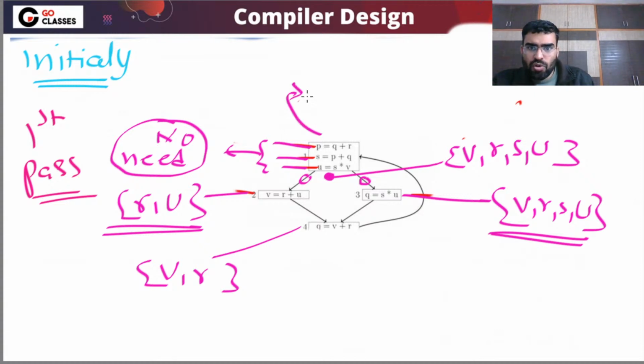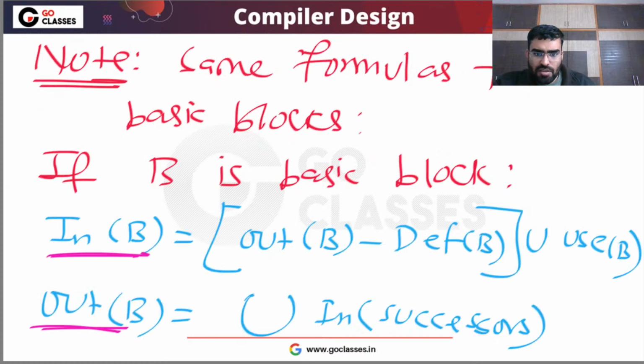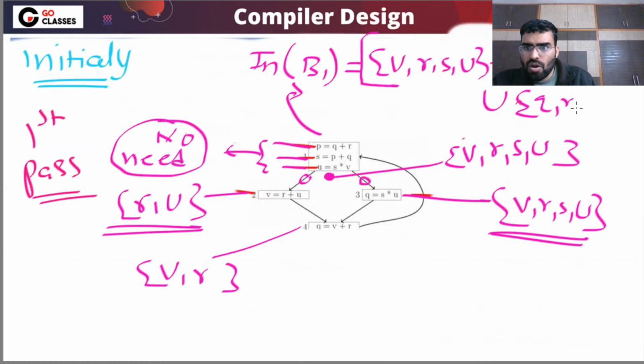Okay, so what will be the in of B1? For this block B1, what will be in? That will be out of B1, so that will be VRSU minus what you are defining, PSU, union what you are using, I told you here, QRV. You are using QRV.